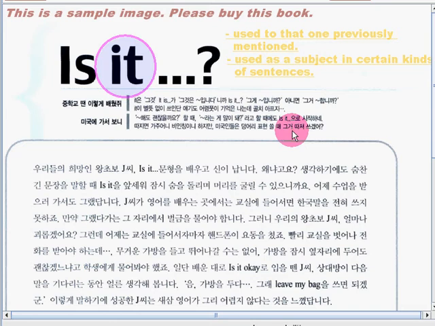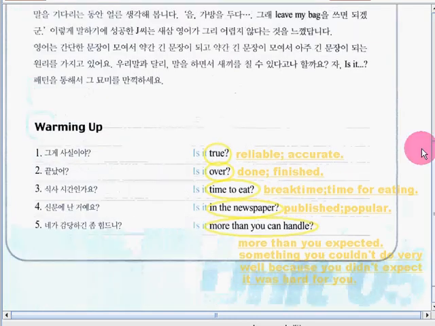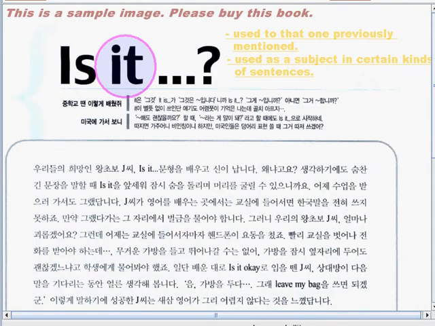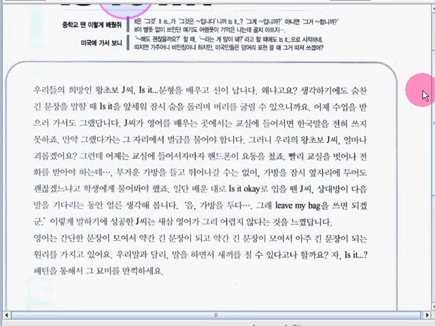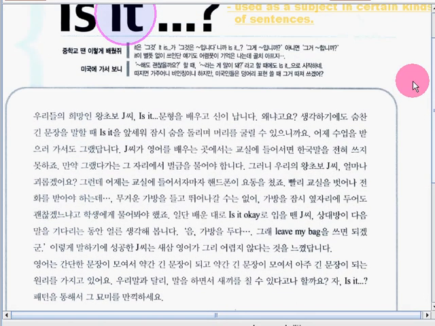Today we will discuss a new pattern, a warm-up pattern for the following patterns that we will have in unit number 5. Now let's talk about the pattern "Is it?" Okay, so this is a question. Is it? Now, before we discuss this, I will let you read the short paragraph about our pattern, okay?